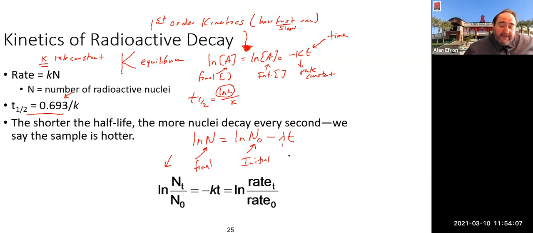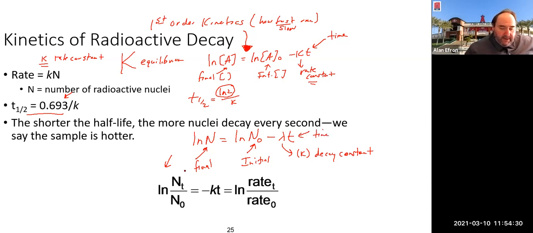Again, sometimes you actually use lambda to represent the rate constant, but it is sometimes in nuclear chemistry referred to as the decay constant. So again, they like to have their own words sometimes in nuclear chemistry, but it's really the same thing as the rate constant, they'll just sometimes call it the decay constant here. And T again is, like I said, time.